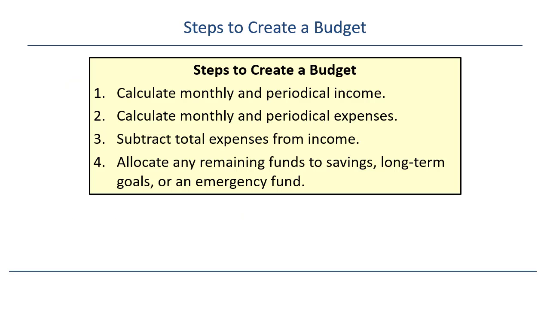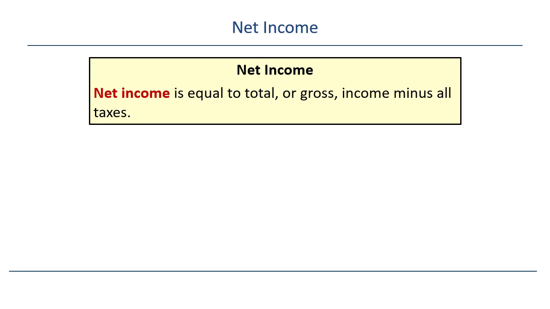So the steps to creating a budget are pretty simple, right? You want to figure out what you're bringing in every month, and then you need to figure out what you're paying out every month. Subtract your expenses from your income, and then figure out if you can put any of your hopefully remaining funds into savings, long-term goals, like if you want to buy something in the future, or just have money for what we call a rainy day, some sort of emergency fund.